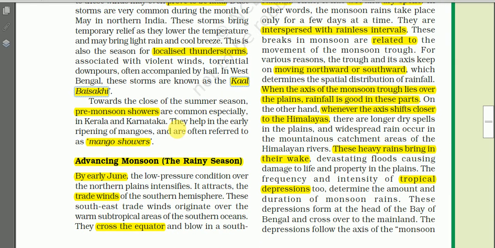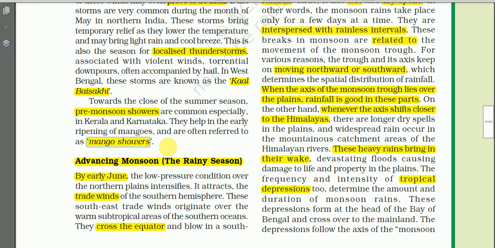Towards the close of the summer season, pre-monsoon showers. Pre-monsoon shower means the rainfall before the start of the monsoon. Pre means before, shower means rainfall. Close of summer season means by the end of May. Pre-monsoon showers are common, especially in Kerala and Karnataka. And these pre-monsoon showers help in early ripening of mangoes and are often referred to as mango showers.